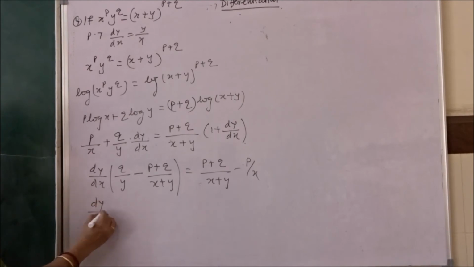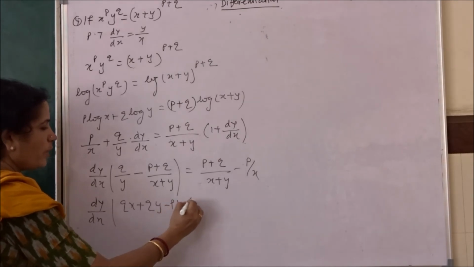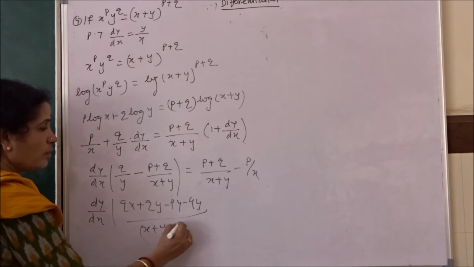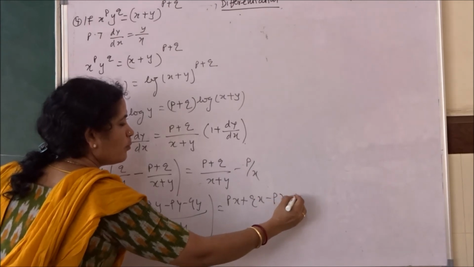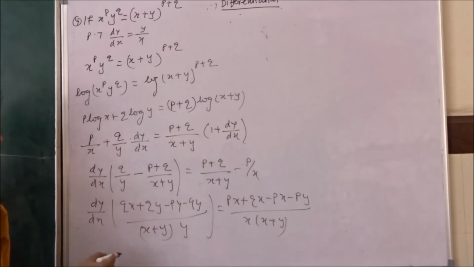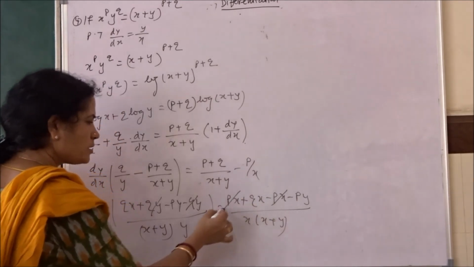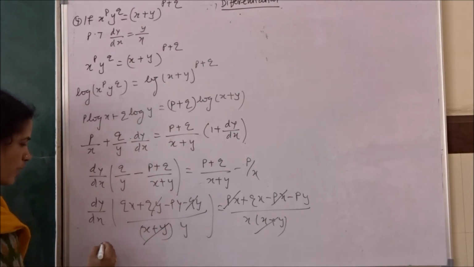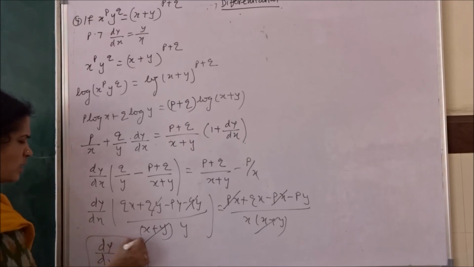Now simplify this. Dy by dx into (qx plus qy minus py minus qy), the whole upon (x plus y) into y, equals (px plus qx minus px minus py), the whole upon x into (x plus y). Am I correct? Now see, qy will be cancelled and px will be cancelled. Now the (x plus y) will also be cancelled in the numerator and denominator. This implies we are getting dy by dx equal to y upon x. Very easily you will get the answer.